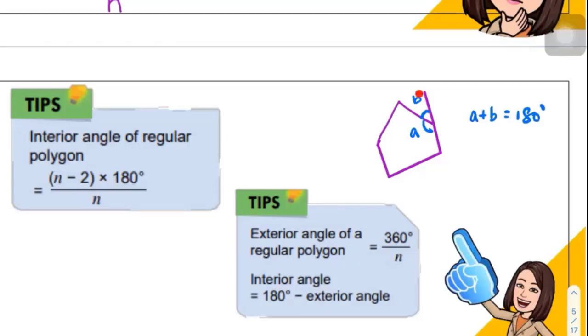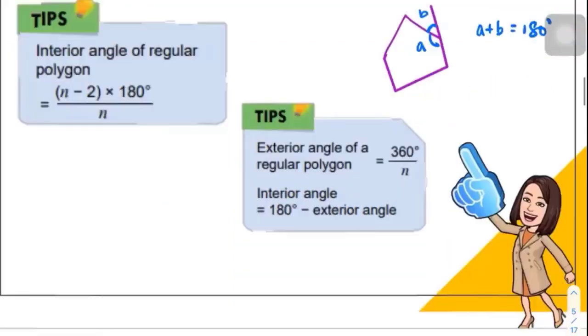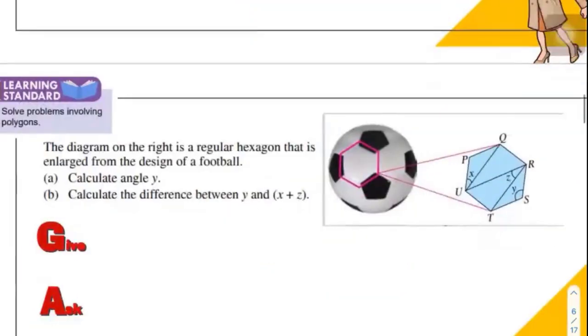Okay, so B is the exterior angle, and A is the interior angle. If you are given the exterior angle, how to find the interior? 180 minus this one, minus this one. So this is the formula. This one you should know. This is what we learned in the previous lesson.